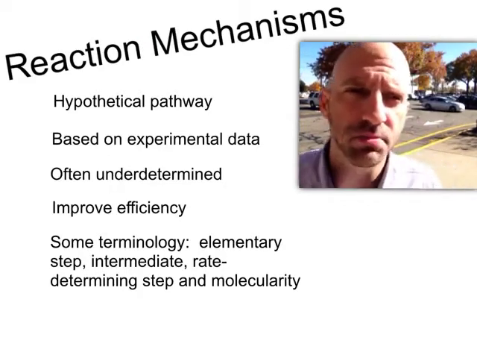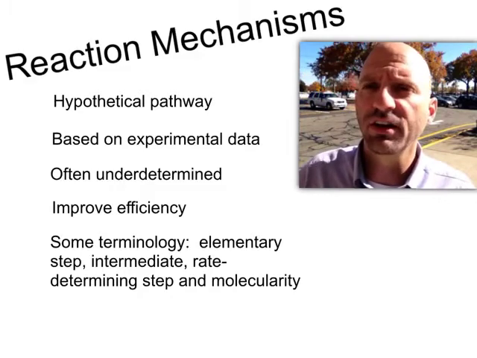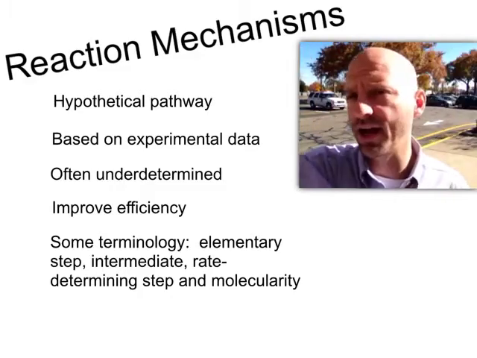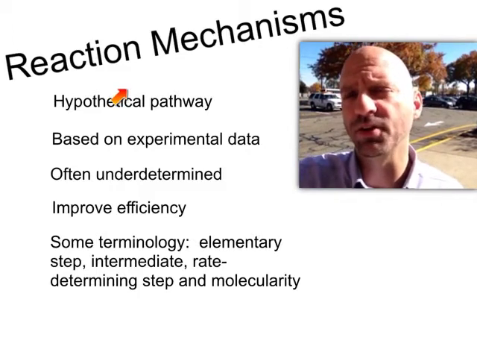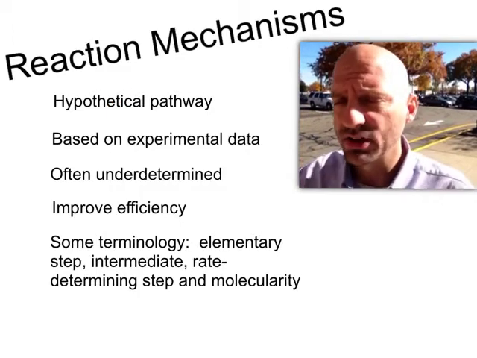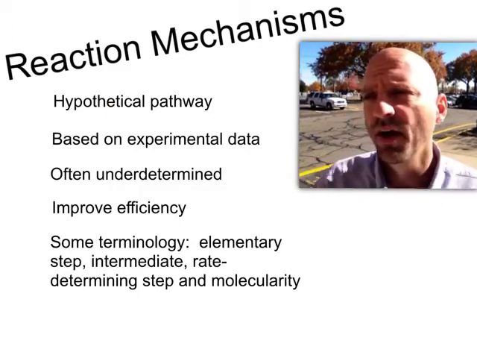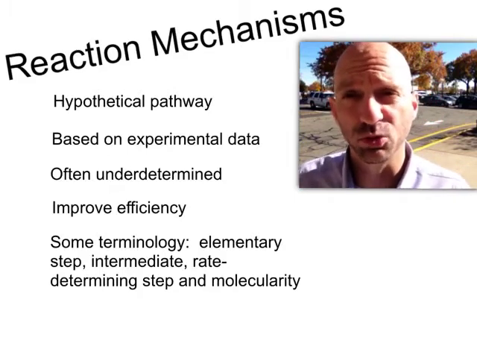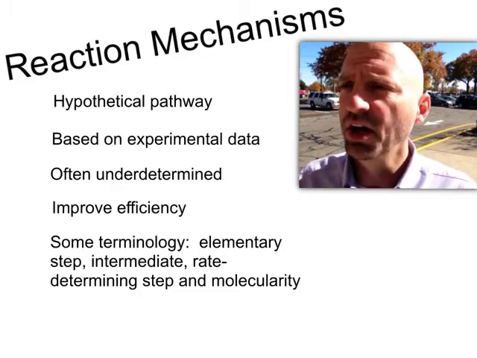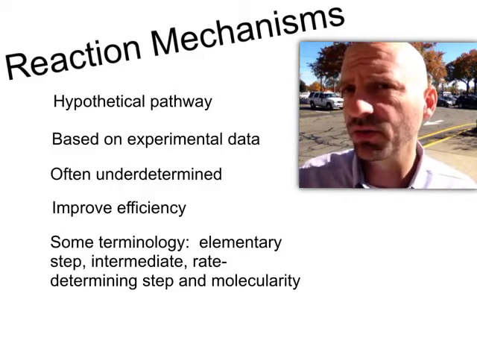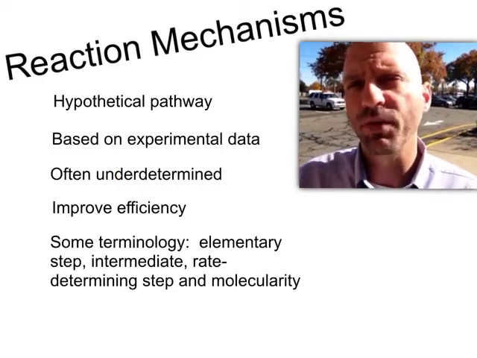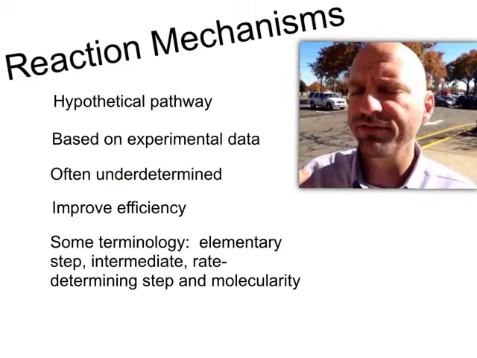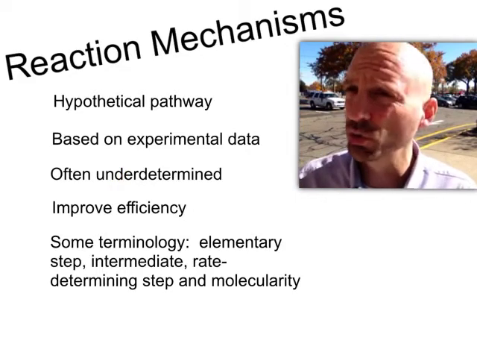What is a reaction mechanism? Well, you've seen us refer to the hills in the reaction coordinate diagram, and a reaction mechanism really is a hypothetical pathway: how do reactants turn into products? Now, these mechanisms really are just proposals. You can never prove a mechanism. That is, mechanisms are always underdetermined. You come up with an idea, but you can never definitively say that it's absolutely correct.